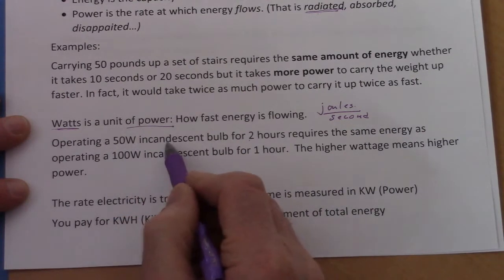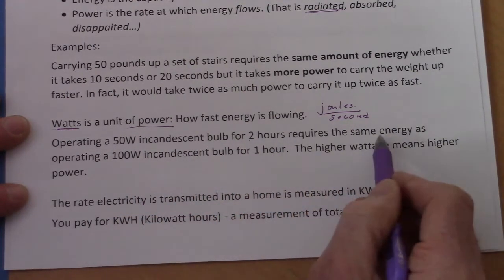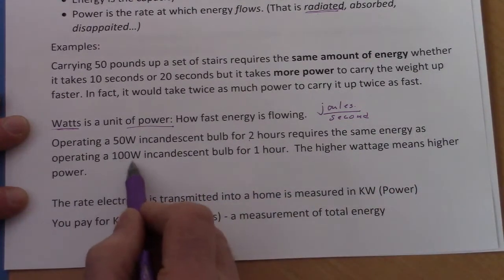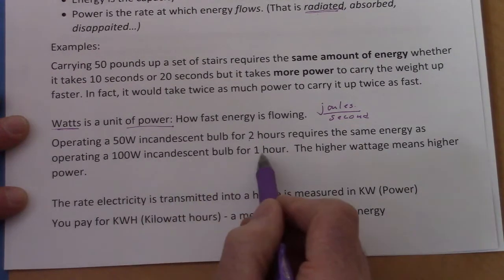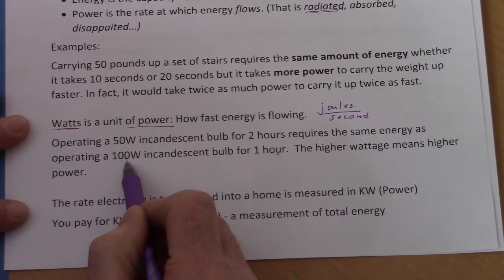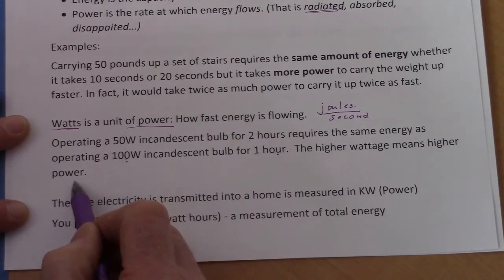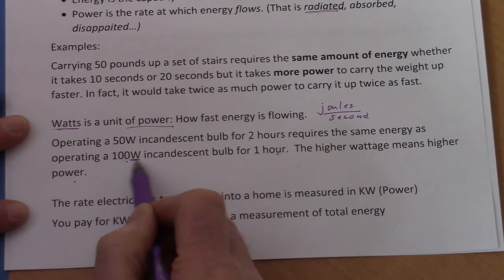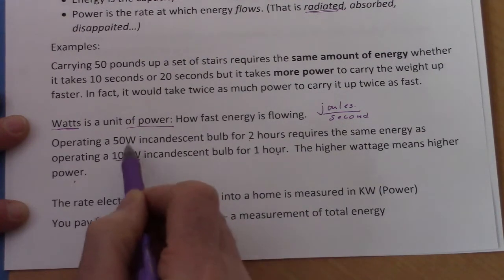Operating a 50-watt incandescent bulb for 2 hours requires the same energy as operating a 100-watt incandescent bulb for 1 hour. The higher wattage, that is the 100-watt bulb, requires more power. Watts is a measure of power, so this is twice as much power as this.